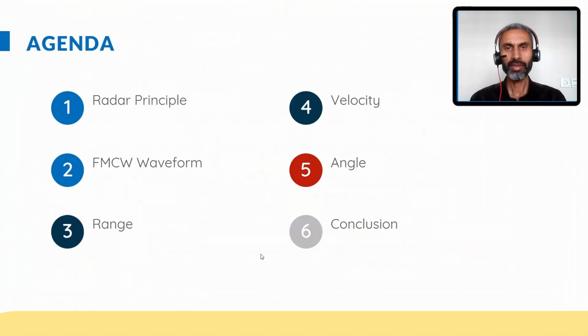We will start with the radar principle, then we will see how an FMCW waveform looks like. After that, we will explore how to estimate the range of a single target. We will extend the same idea to estimating the range of multiple targets, and we will do the same for velocity and angle. And finally, the conclusion.